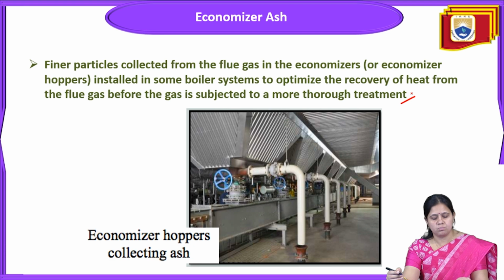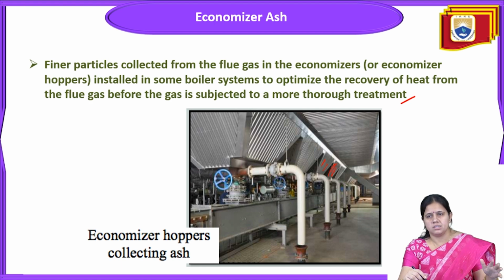So economizer hoppers collect the ash. These fine particles are collected from the flue gas in the economizer, which is nothing but a hopper. You can see the hopper in the picture. That hopper collects the fly ash, the flue gas particles in the boiler system, because it all originates in the boiler when the temperature is cooled down.